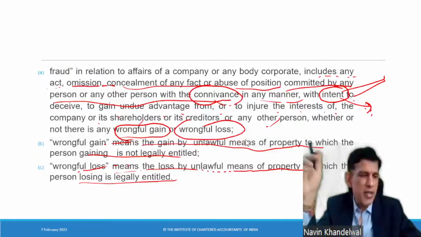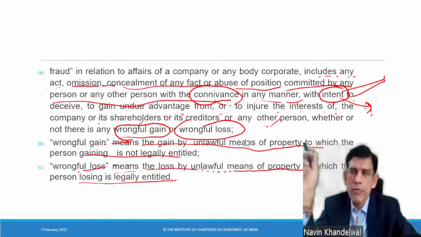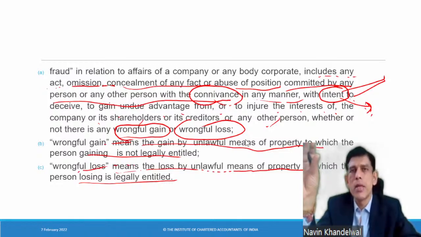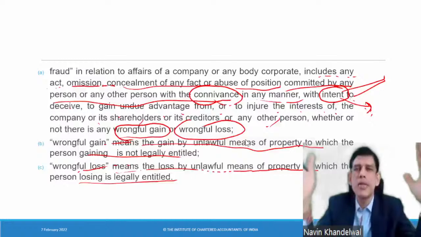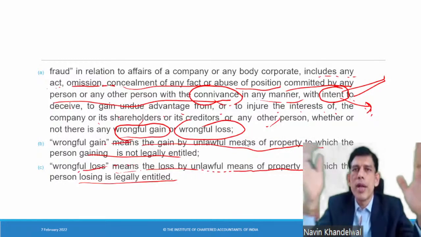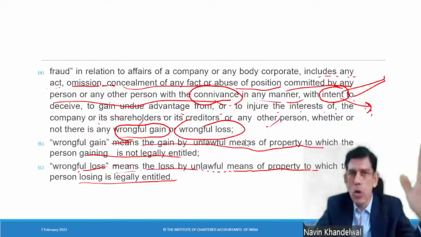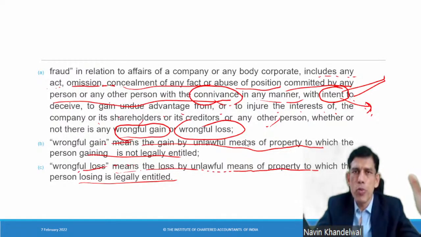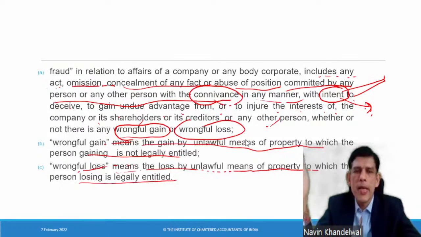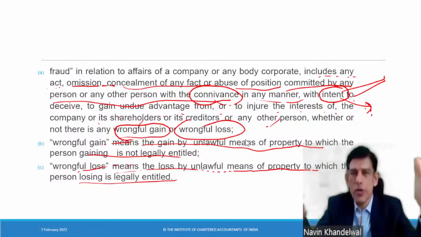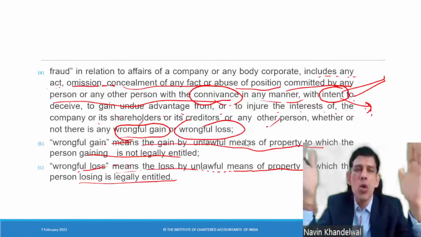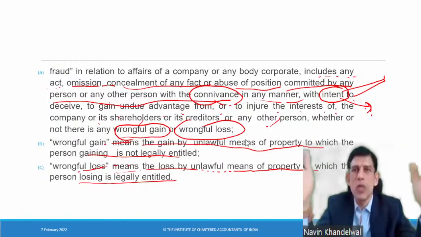So from an exam perspective, friends, there could be various questions under 447. One is obviously on the calculation part, that for how many years he should be imprisoned, or what is the amount of penalty or fine to be imposed on that particular person. That is one part. The second part could be the definition of fraud. And there have been instances where direct questions have been asked in exams: what is fraud as per company law?